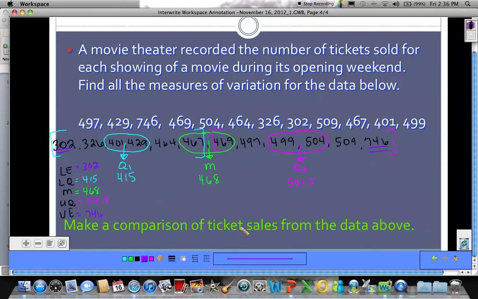Now, they also asked us for the range and interquartile range. And remember, range is my upper extreme minus my lower extreme. So that's going to be 746 minus 302. And that gives me 444. And then my interquartile range, my IQR, is the upper quartile, or Q3, minus the lower quartile, or Q1. And when I subtract those, I get 86.5.